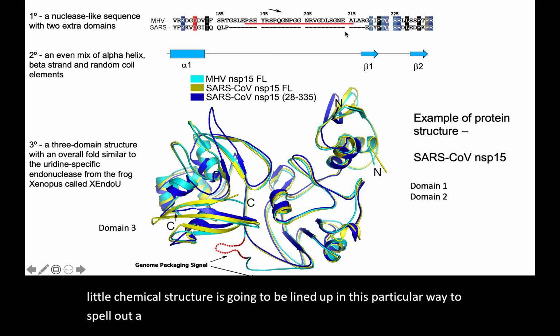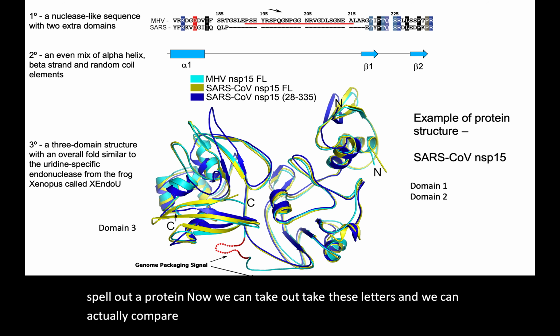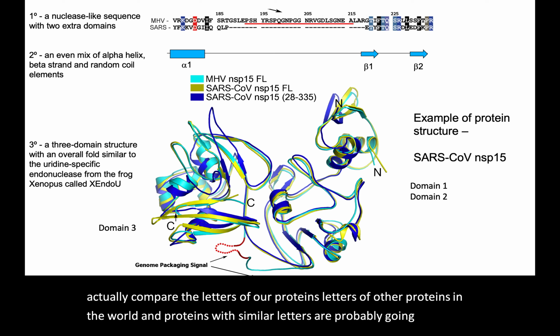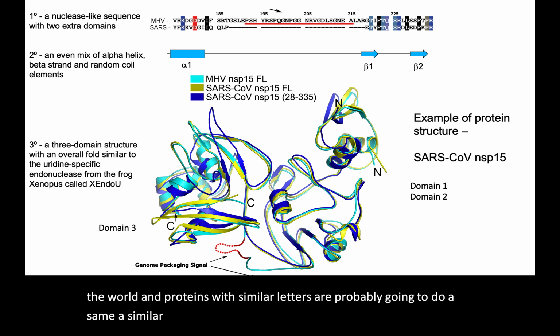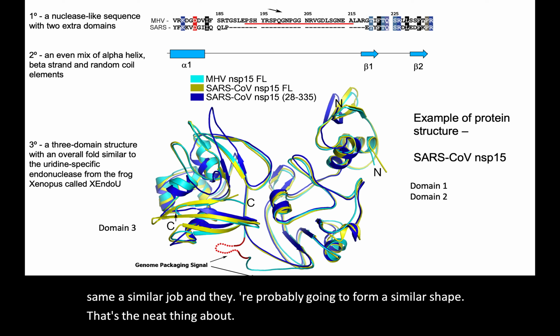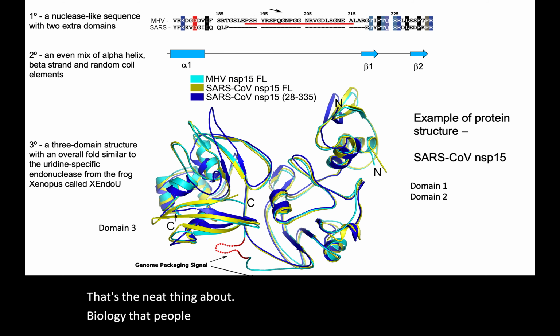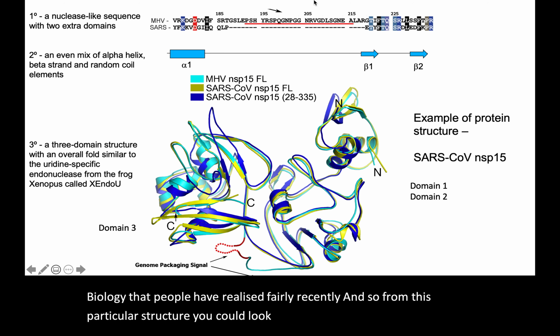Now we can take these letters, and we can actually compare the letters of our protein to the letters of other proteins in the world. And proteins with similar letters are probably going to do a similar job, and they're probably going to form a similar shape. That's the neat thing about biology that people have realized fairly recently. And so, yeah, from this particular structure, you could look at it, and this is just a tiny little part of the structure of this great big protein at the bottom.